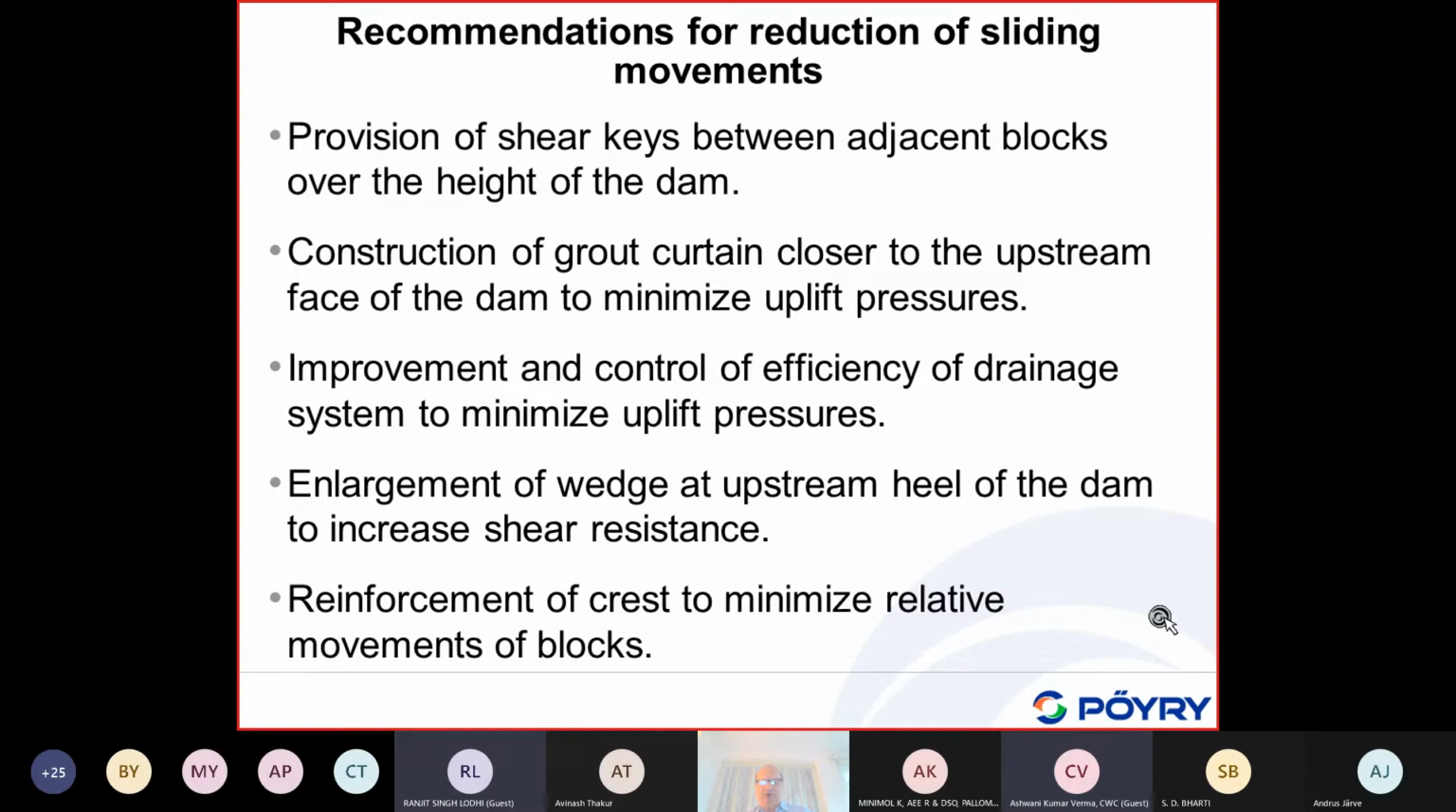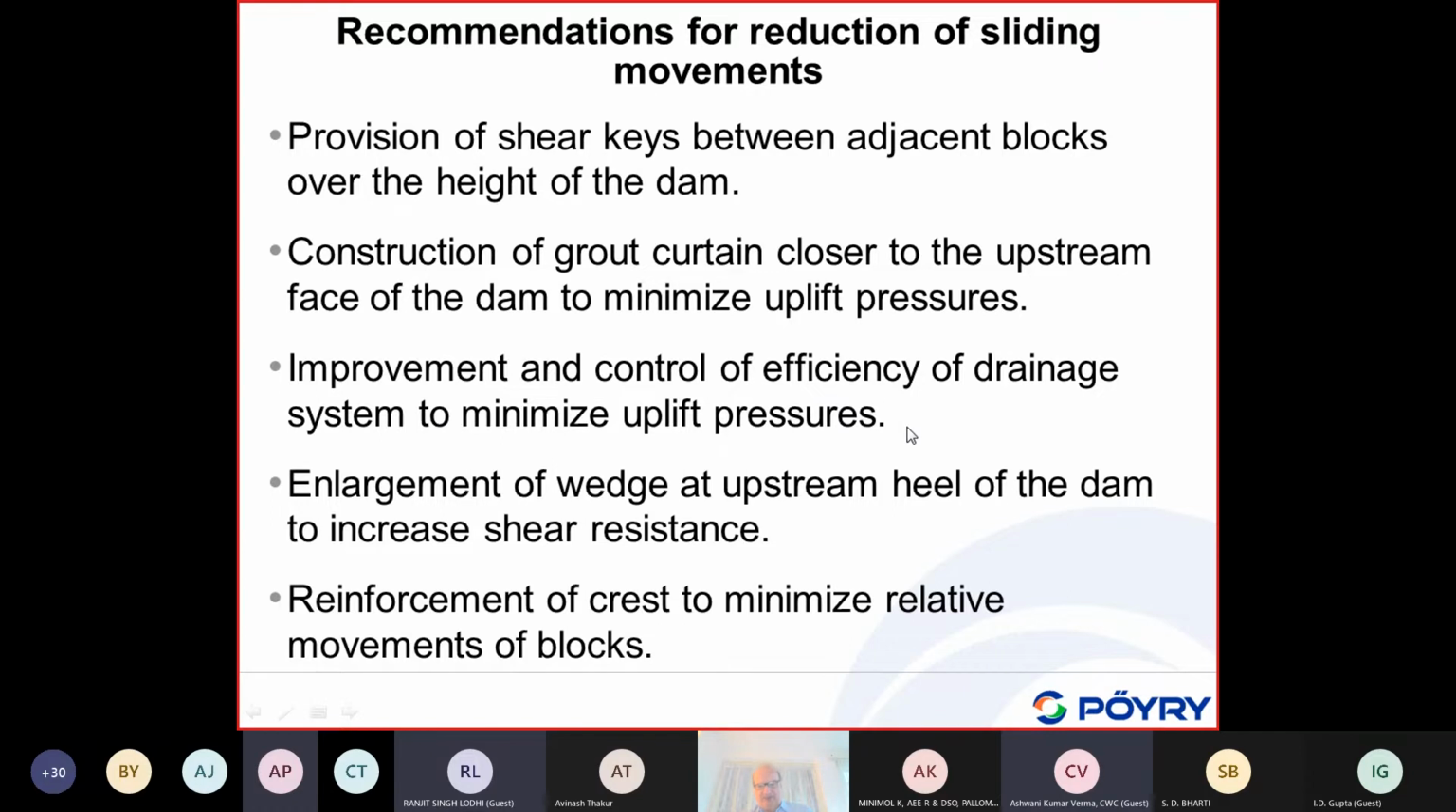Okay, and number 2, one could work on the grout curtain. The grout curtain down inside the uplift stability. Number 3, one could do some improvement and control of the efficiency of the drainage system to minimize uplift pressures.